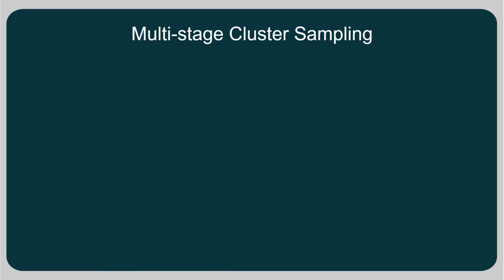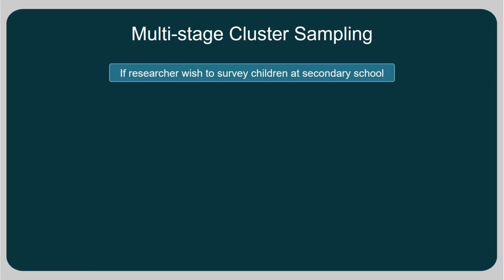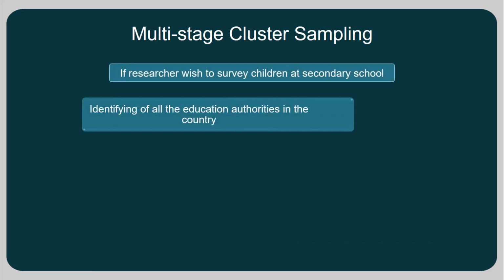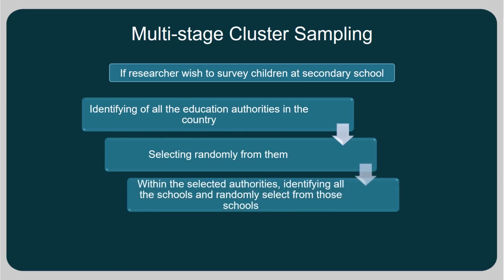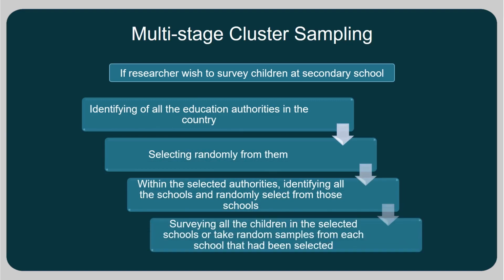Multi-stage cluster sampling: if a researcher wishes to survey children at secondary school, he identifies all the educational institutions in the country, and then there is a possibility of selecting randomly from them. Within the selected authorities, he identifies all the schools and randomly selects from those schools, then surveys all the children in the selected schools or takes random samples from each school that had been selected.